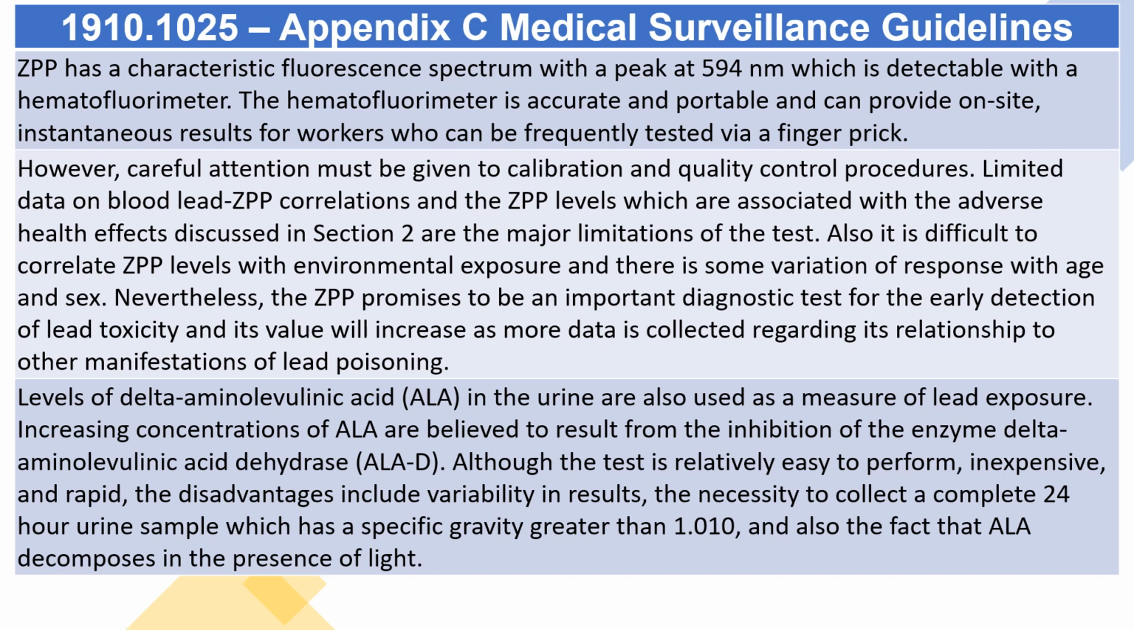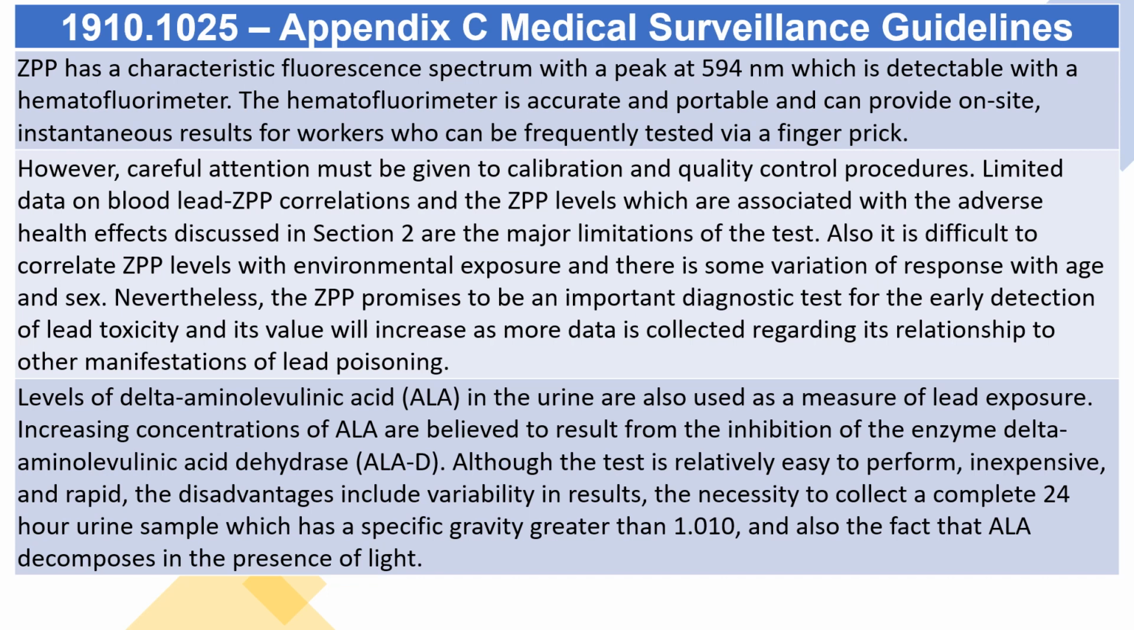ZPP has a characteristic fluorescence spectrum with a peak at 594 nanometers, which is detectable with a hematofluorimeter. The hematofluorimeter is accurate and portable and can provide on-site, instantaneous results for workers who can be frequently tested via a finger prick. However, careful attention must be given to calibration and quality control procedures. Limited data on blood lead ZPP correlations and the ZPP levels which are associated with the adverse health effects discussed in Section 2 are the major limitations of the test.